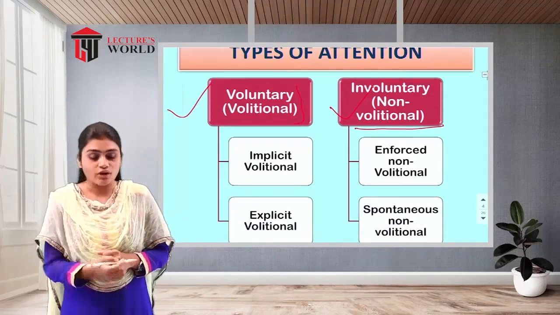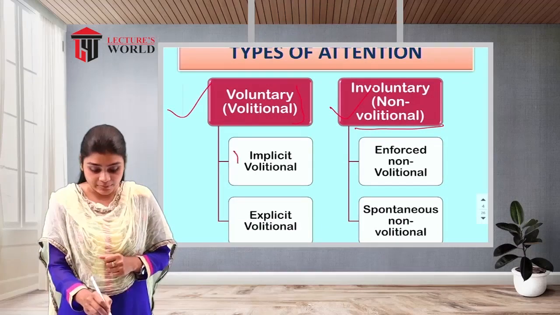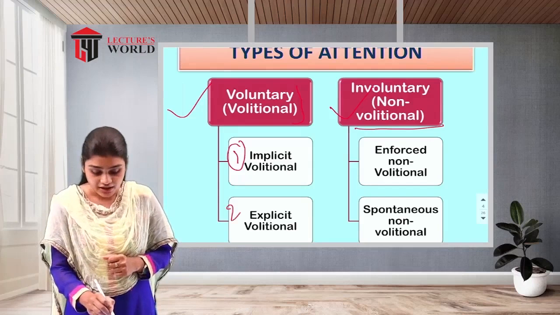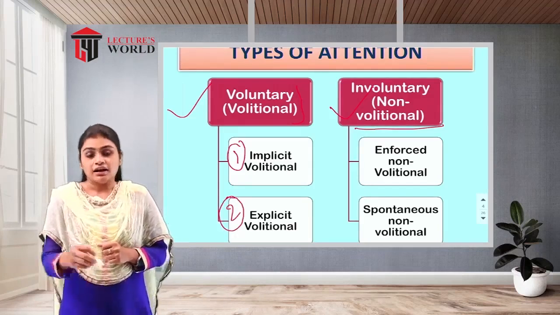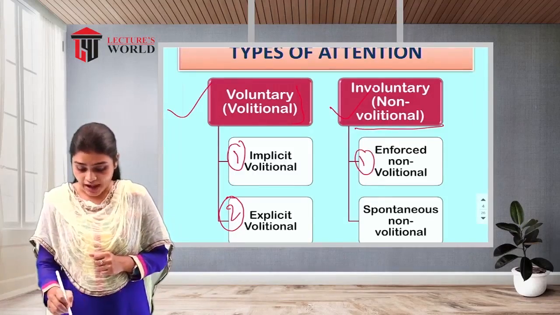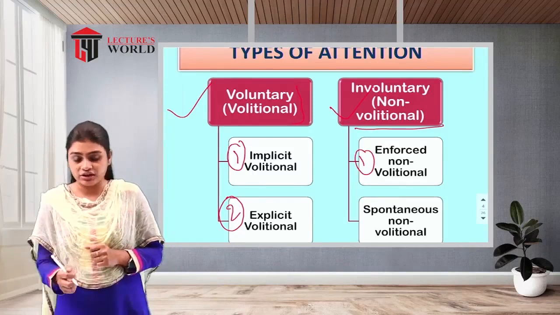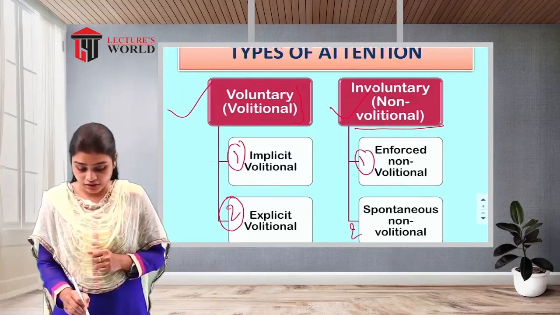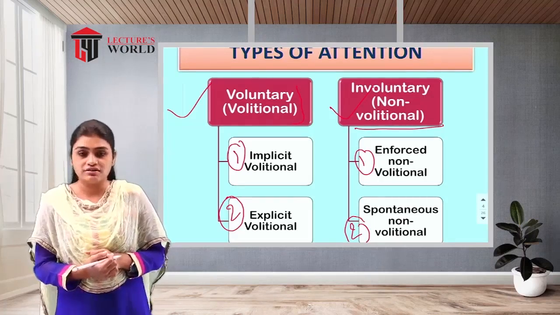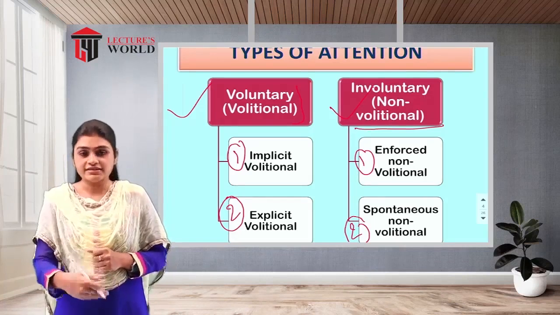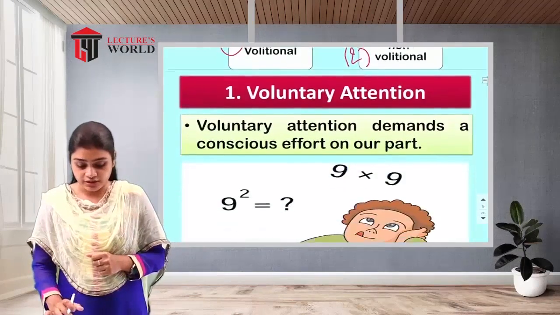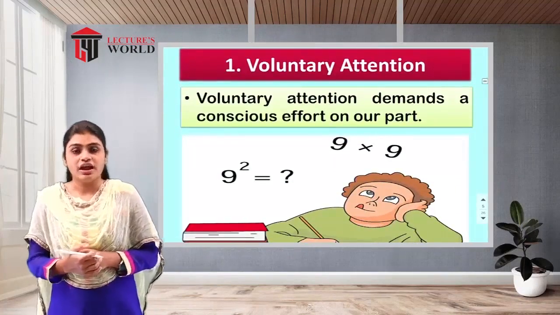In voluntary attention also we have two types. The first one is implicit volition and the second one is explicit volition. At the same time, in involuntary attention also we have two types. The first one is enforced non-volitional, or involuntary we can say, and the other one is spontaneous non-volitional attention, or you can say spontaneous involuntary attention. We'll understand those types in detail one by one. Let's start with our voluntary attention. As we have seen, in voluntary attention we have two types.